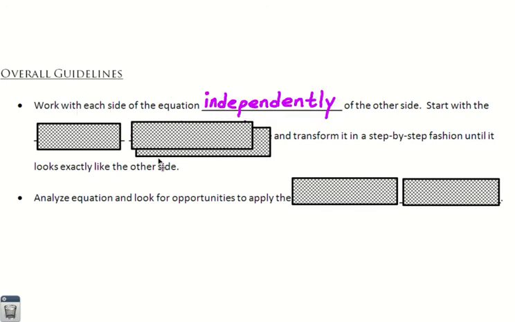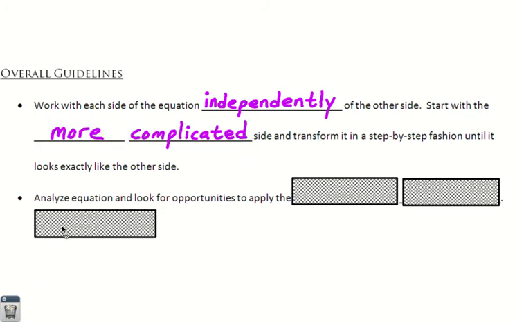Work with each side of the equation independently. Okay? The only exception to that was the one example where I said we should just cross multiply. Remember the proportion where we just kind of cross multiplied? That was the only time we moved pieces or terms or factors or whatever. We move things from left side to the right side or the right side to the left side. But other than that, you want to try to work with the sides independently of the other side.